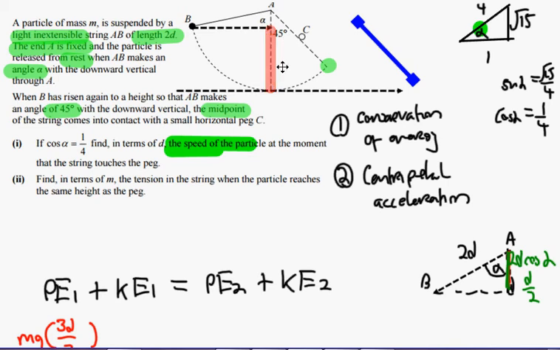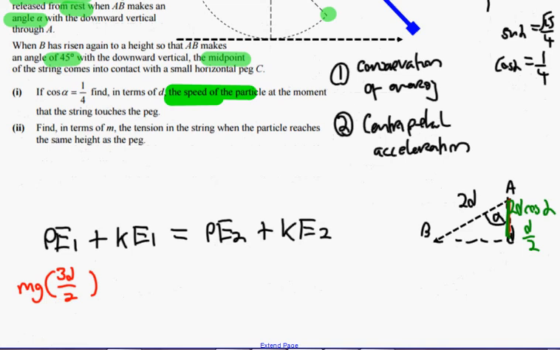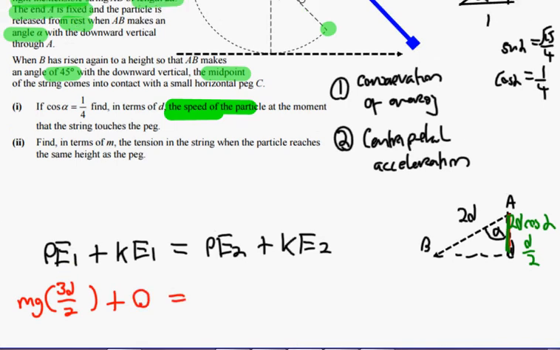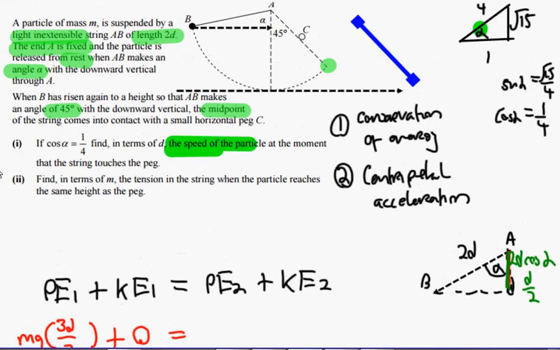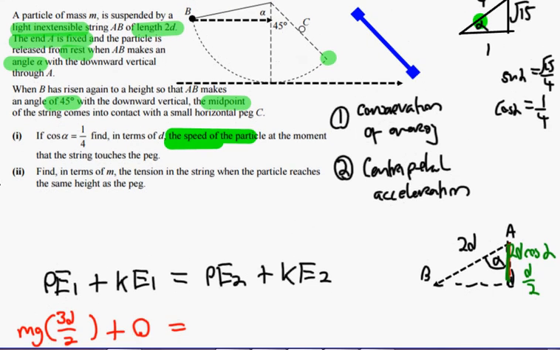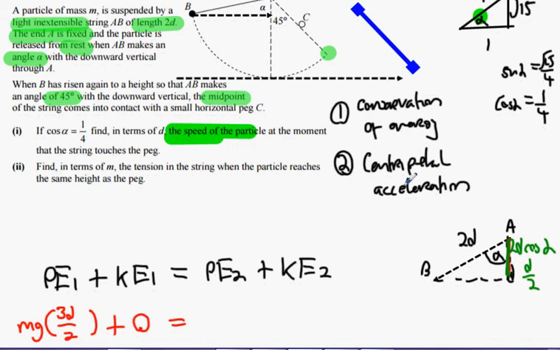Okay. So it's kinetic energy at the beginning. Why is it 0? Says the word rest. PE2. Now, PE2 is what, guys?